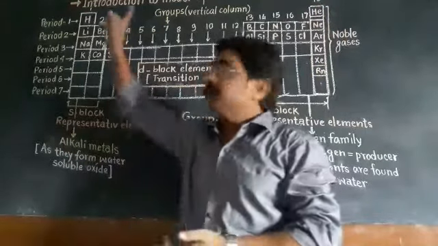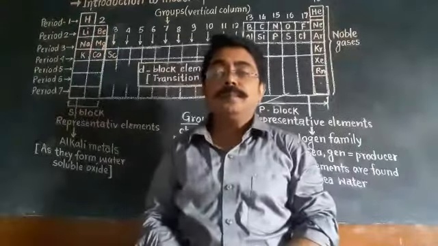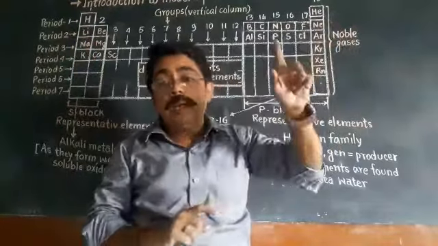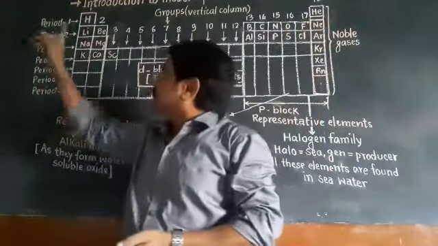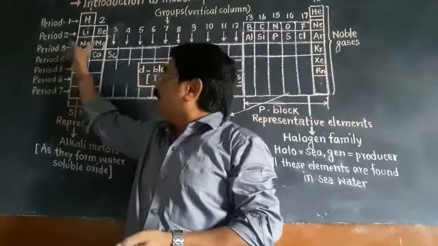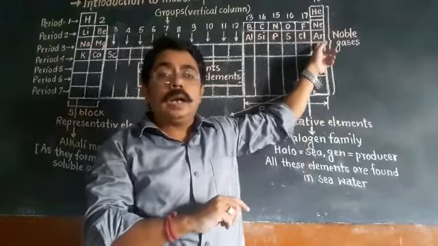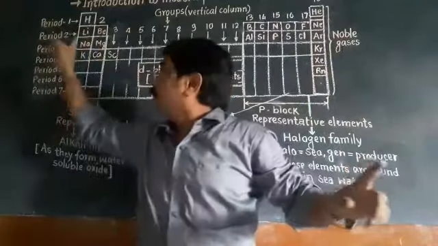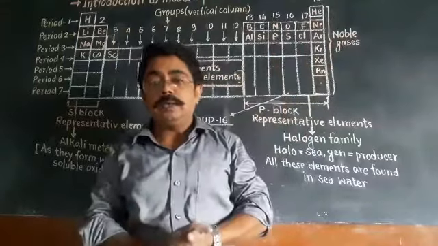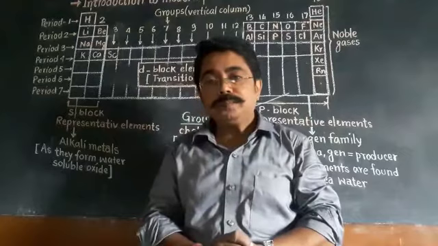Clear? In which first period contains two elements, hydrogen and helium. Second period contains from lithium to neon, 8 elements. Similarly, third period starting from sodium, magnesium, aluminum, silicon, phosphorus, sulfur, chlorine and argon. Starts with sodium and ends with argon. Total 8 elements. So third period also contains 8 elements.